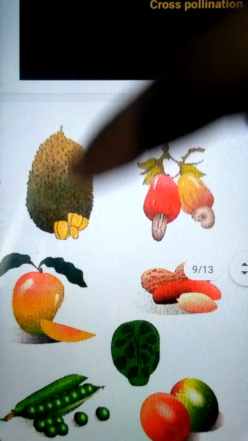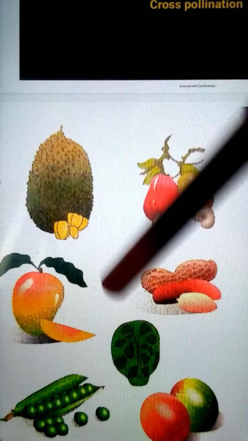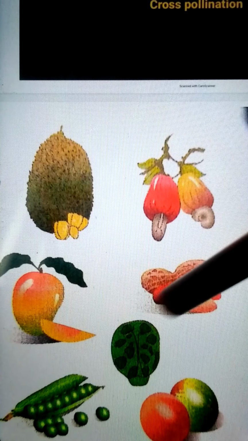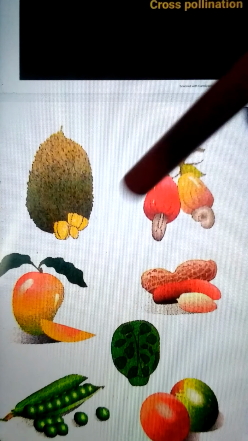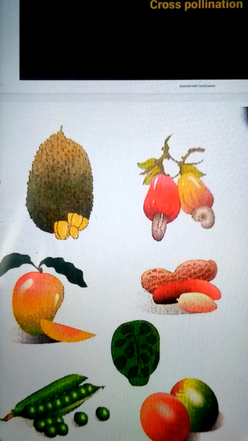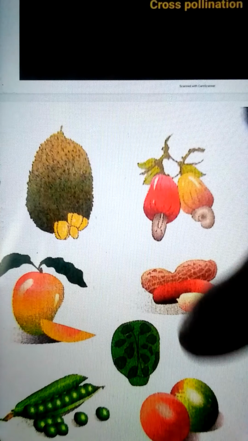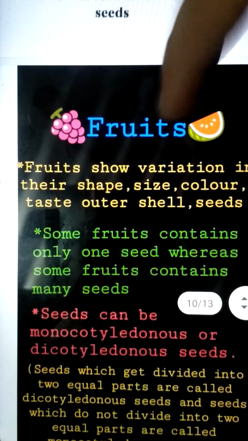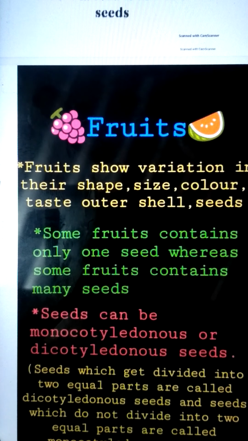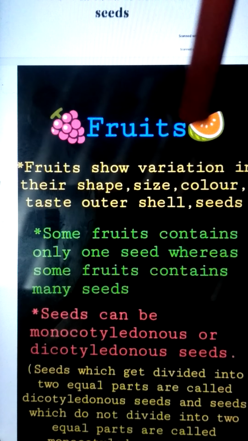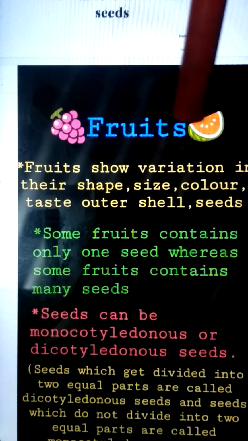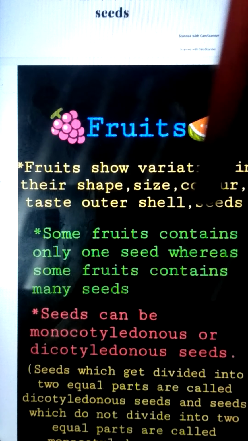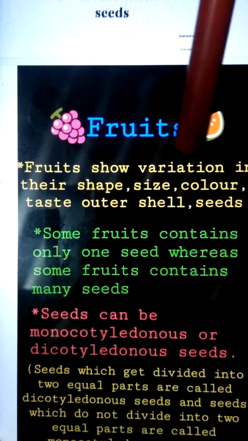Now let's see what this is. You all know this. These are what? Fruits. So fruits, the seeds. Fruits are very attractive, very colorful, very juicy. They have variation in shape, size, and everything. Let's learn about fruits. Okay, so as you can see, fruits show variation in their shape, size, color, taste, outer shell, seeds, etc. Some fruits contain only one seed, some contain many seeds.